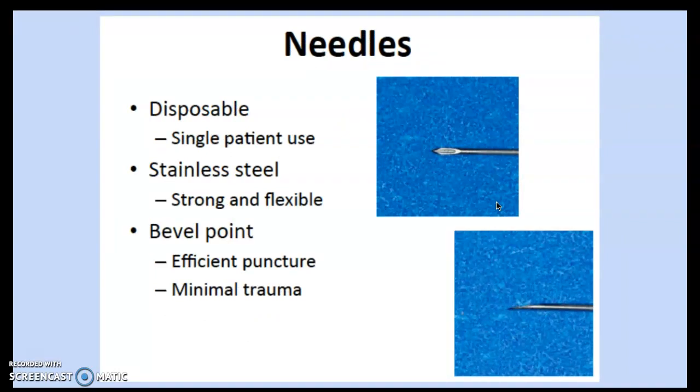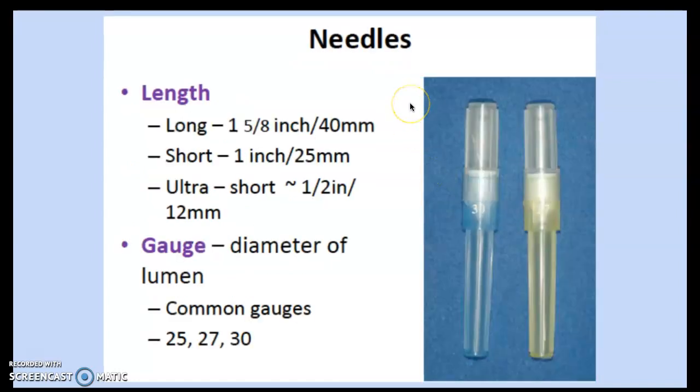Needles come in different types with different characteristics. They are disposable, so you can only use 1 needle per patient. Don't reuse needles; we don't want cross-contamination or an infection to occur. The needle is stainless steel, so it's very strong and very flexible. The bevel point is very thin, so it gives efficient puncture and minimal trauma to the patient. Needles are characterized by their length and gauge. Length can be long, short, and ultra short.